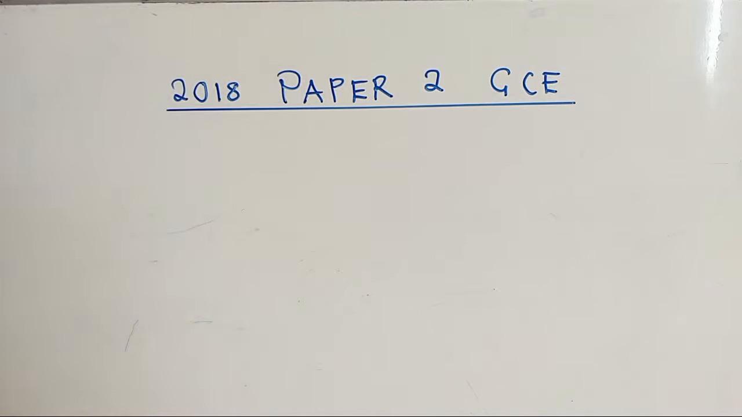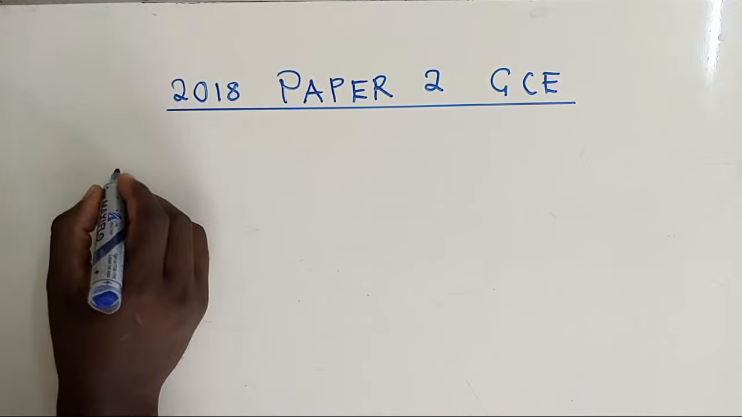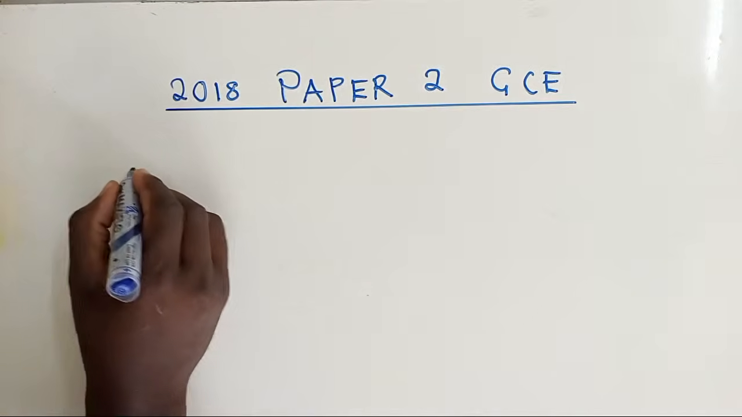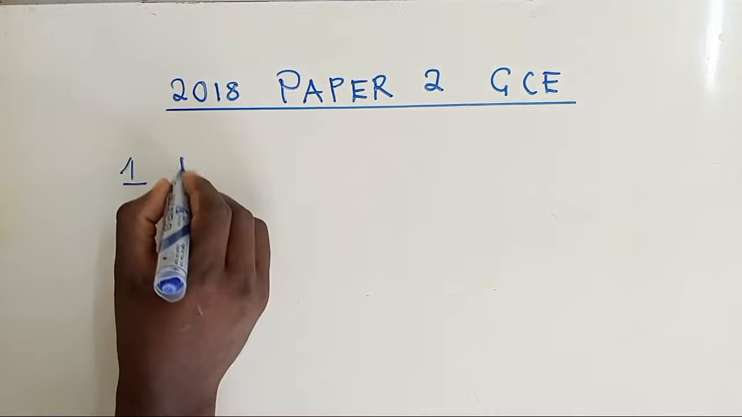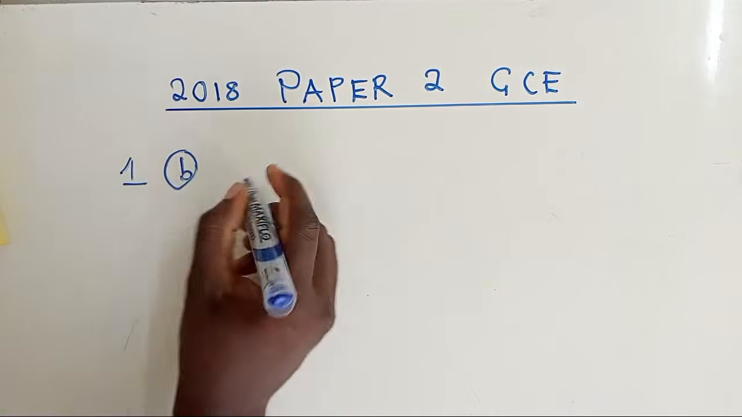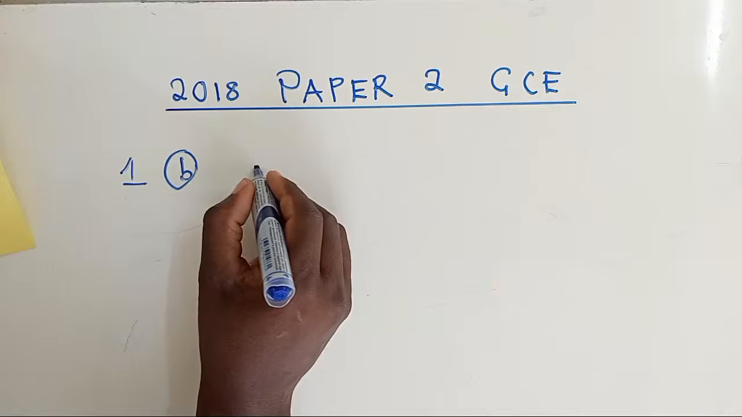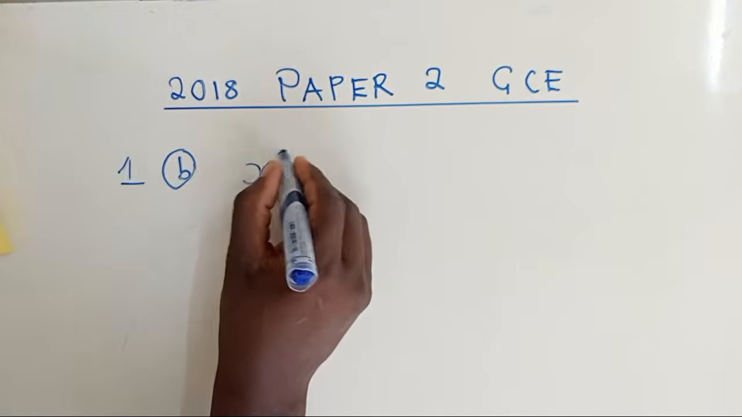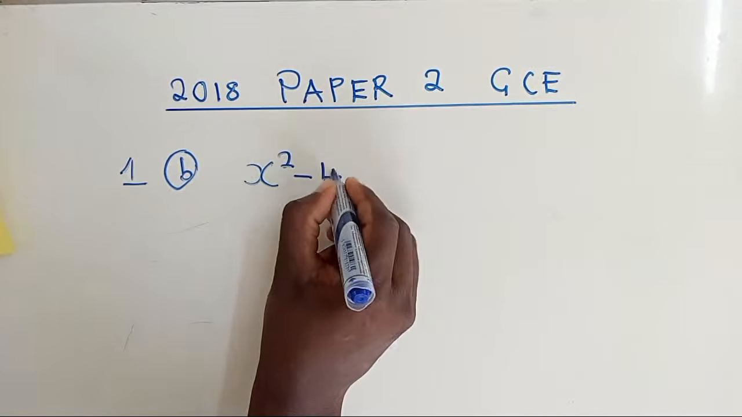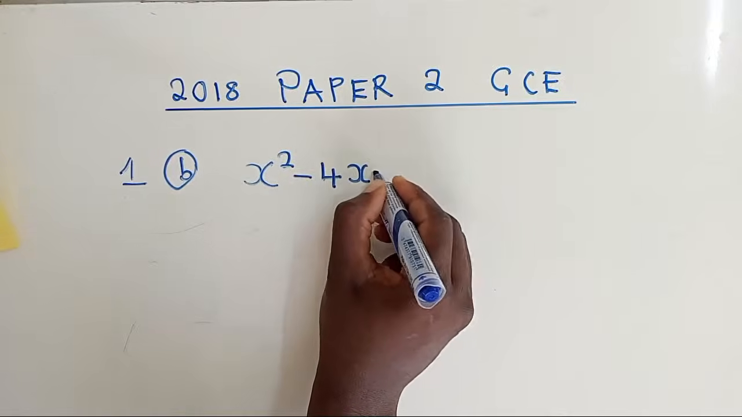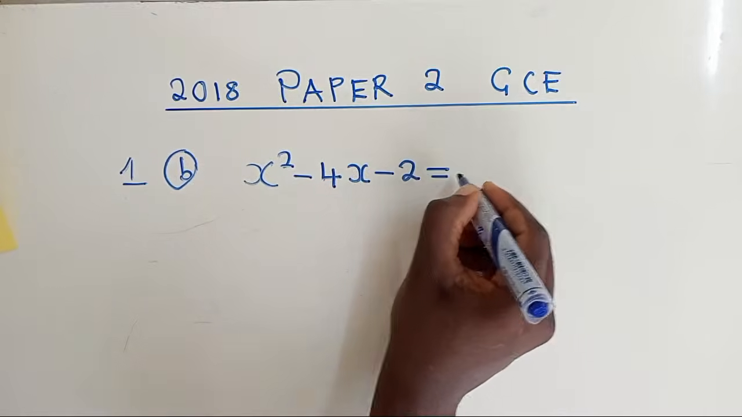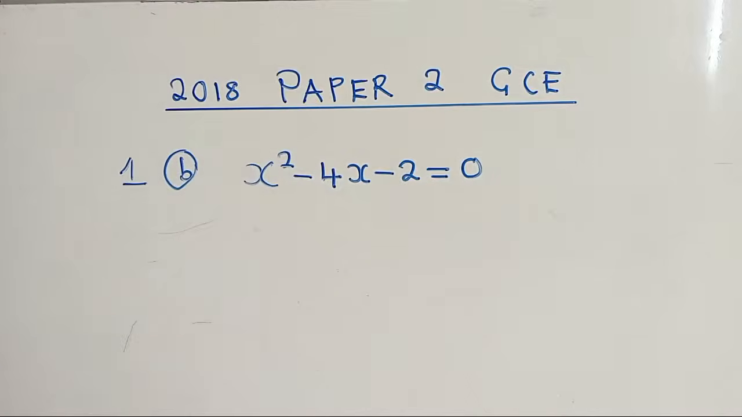So now we go to question B. Question B here, they want us to solve. So this is 1B. For 1B, they want us to solve the quadratic equation. This is a quadratic equation.